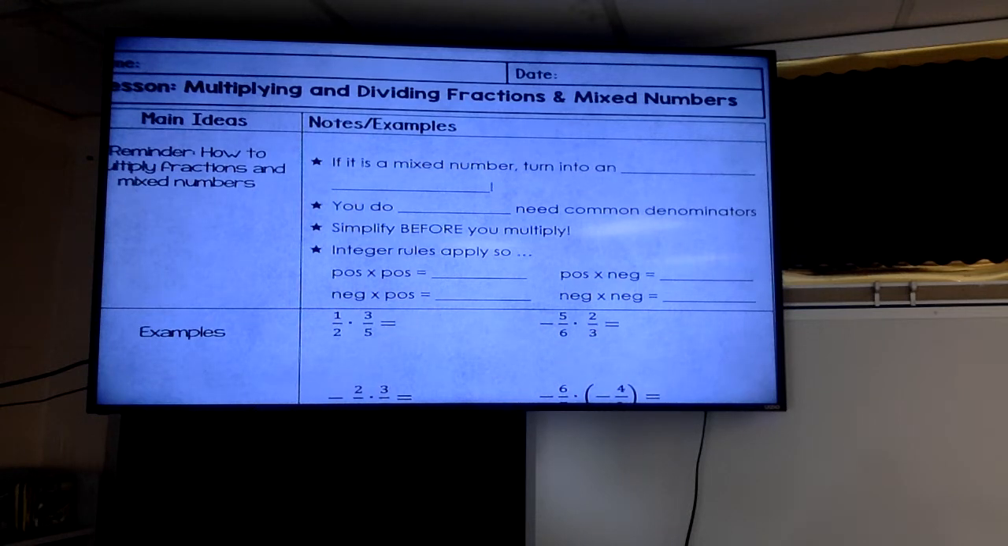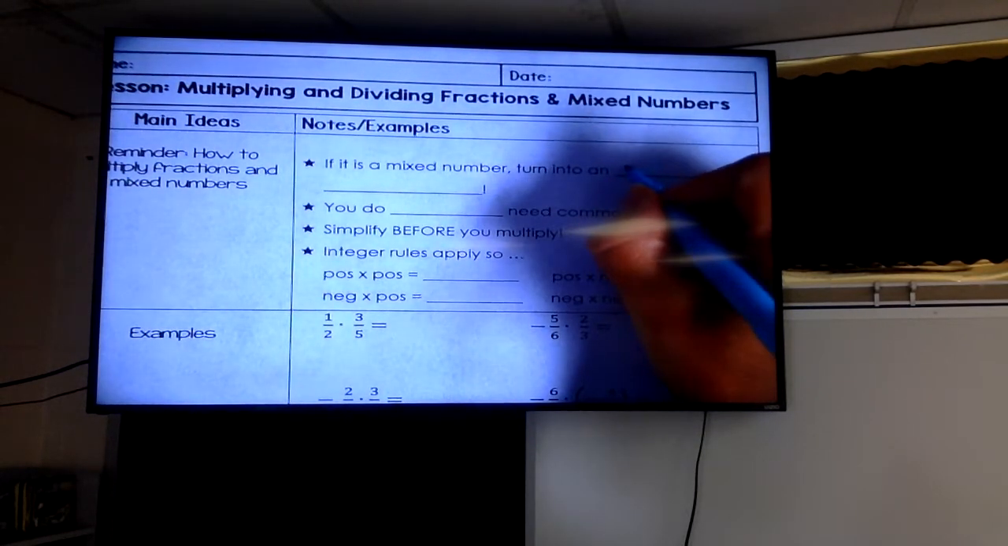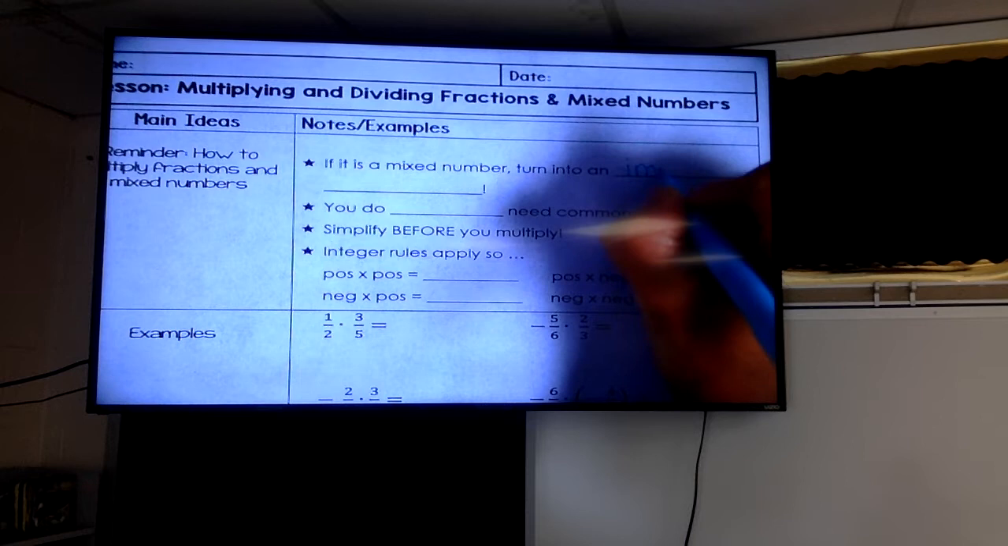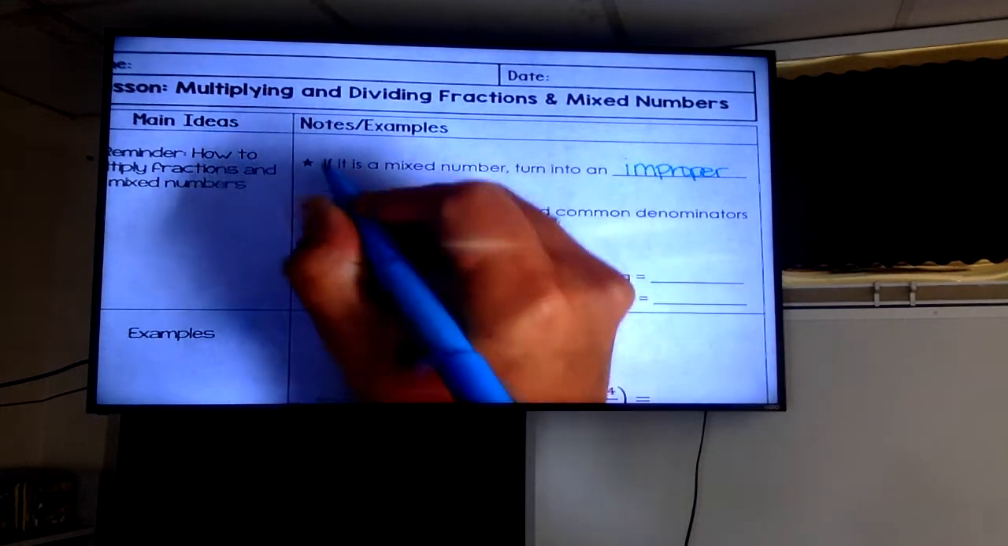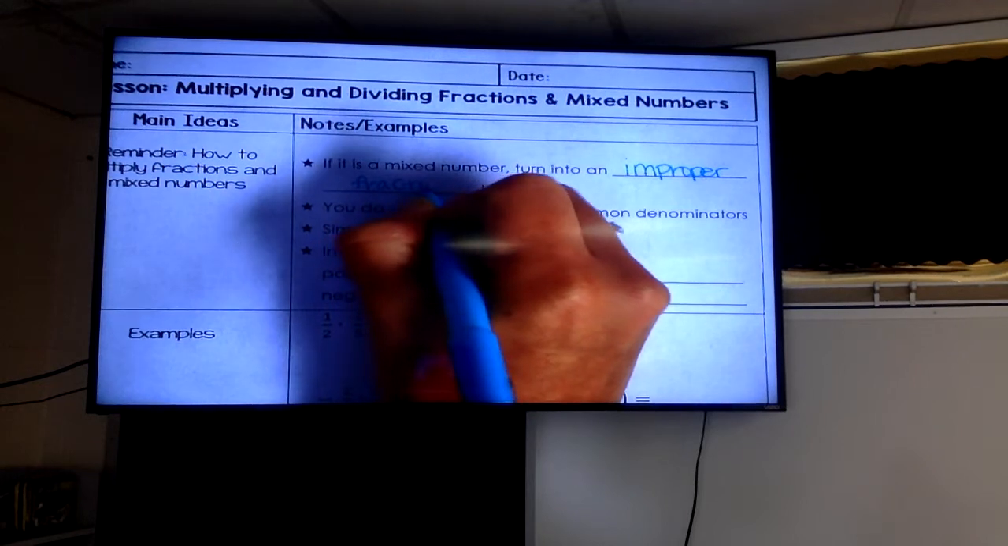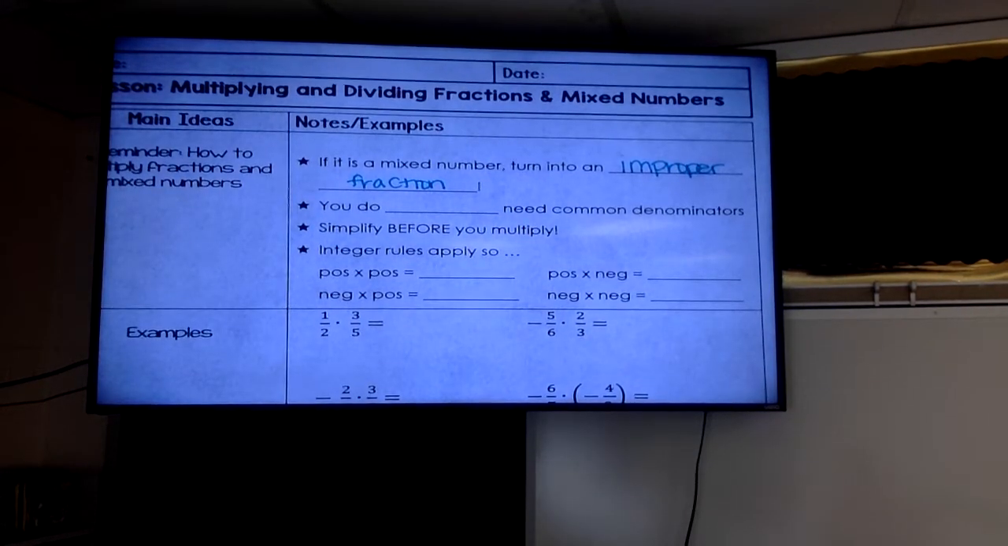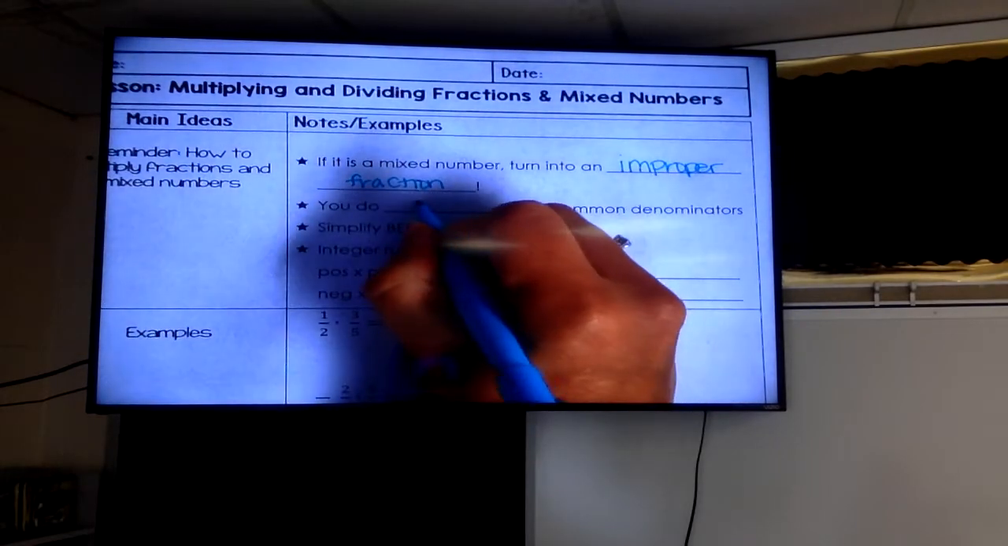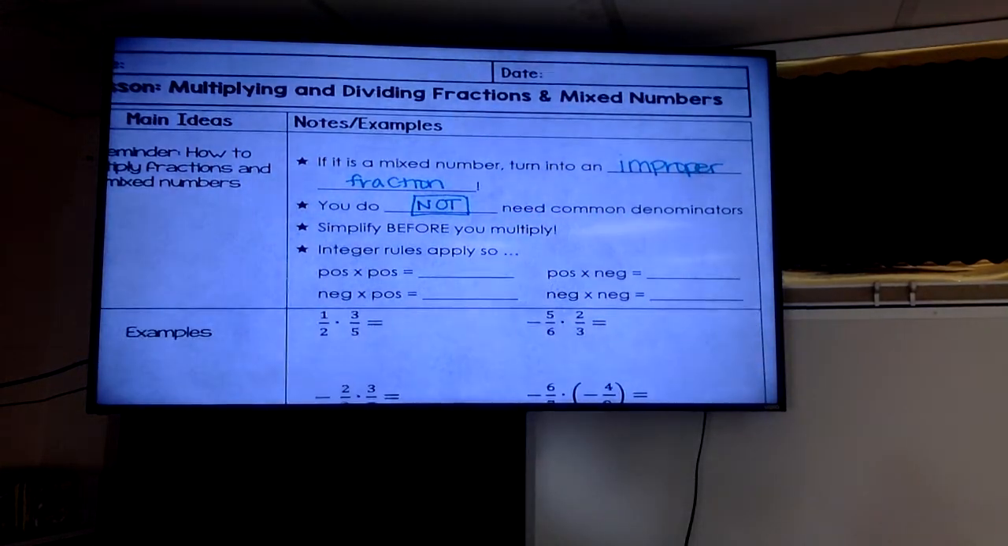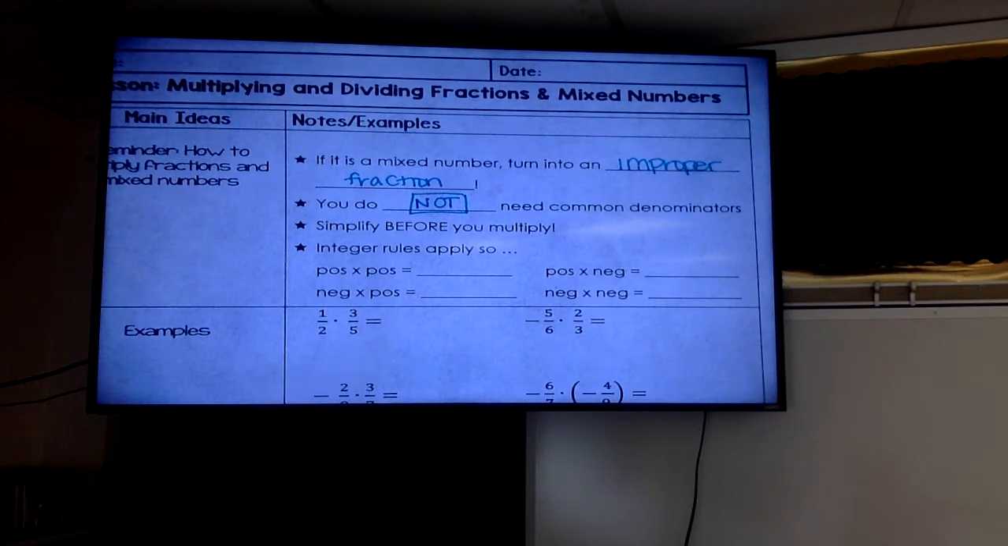So if a problem has a mixed number, just like adding and subtracting, we want to turn that mixed number into an improper fraction. Then you do not need a common denominator. That's why I love multiplying and dividing fractions, because I hate finding a common denominator, but I don't have to worry about that piece here. Then I'm going to highly encourage you to simplify before you multiply, and we'll talk about that in a second. And then remember, the integer rules apply.